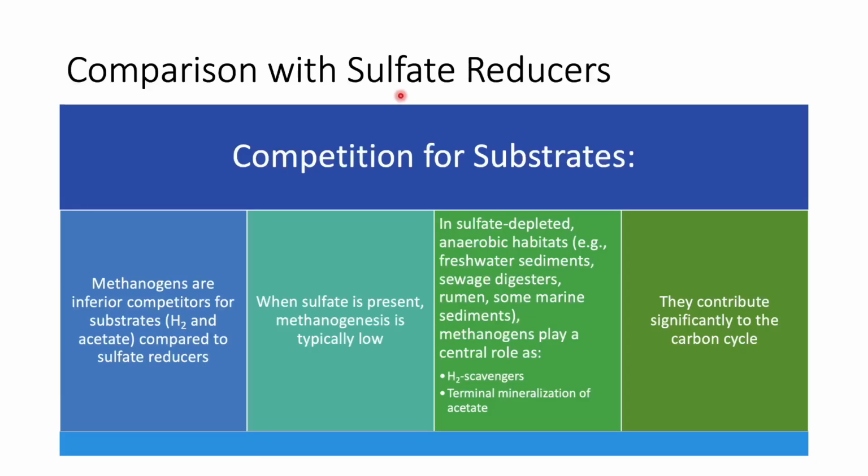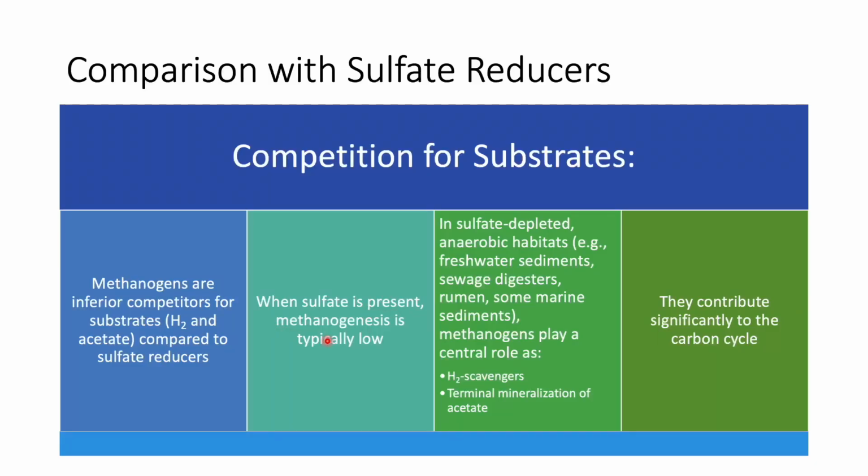In the beginning we talked about how the methanogenesis reaction happens when sulfate is depleted. So let us compare this with the sulfate reducers. The methanogens are inferior competitors for substrates, that is hydrogen and acetate, compared to sulfate reducers. So when sulfate reducers are present, they will first carry out the reaction and not the methanogens. That is the major difference.